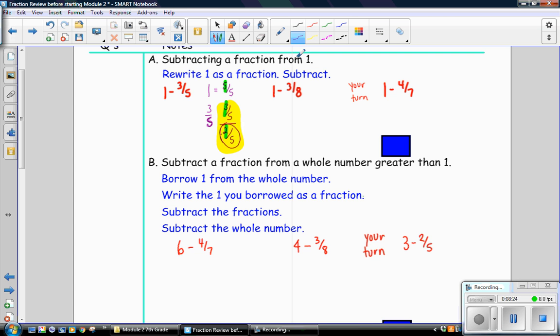Continuing, we have 1 take away 3/8. You need to split up the 1 into a fraction. We'll split it up into eighths because that is the denominator of the other fraction. Now 8/8 take away 3/8. 8 take away 3 is 5. And the answer is 5/8.